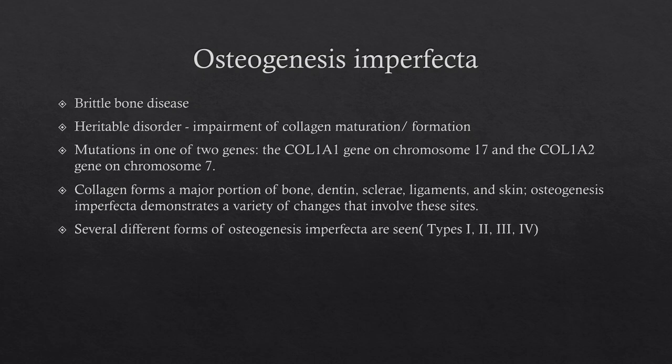Osteogenesis imperfecta is also known as brittle bone disease, which is a heritable disease, and it is caused due to the impairment of collagen maturation or formation of collagen, and the mutations are in the COL1A1 gene on chromosome 17 and the COL1A2 gene on chromosome 7. Because collagen forms the major portion of the bone, dentin, sclera, ligaments and skin, all of these structures are going to be affected in osteogenesis imperfecta. There are several different forms from type 1 to type 4, and depending on the severity they are divided.